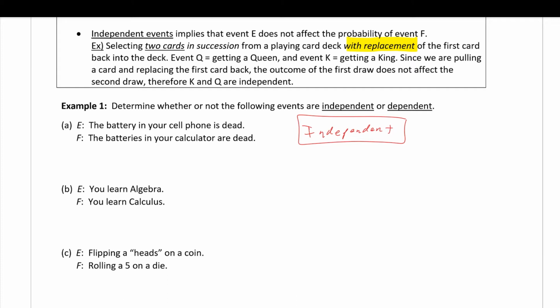Right, so you do have to take those classes in succession. So these are definitely dependent because calculus is heavy on algebra. Part C, flipping the heads on a coin or rolling a 5 on a die. Well, again, you have to ask yourself, does the occurrence of one of these events have any effect on the other event? Yeah, the heads should not have any effect on the die, right? So these are definitely independent.